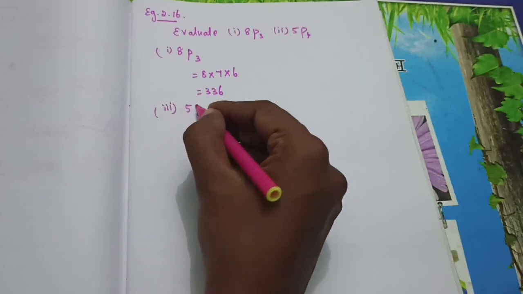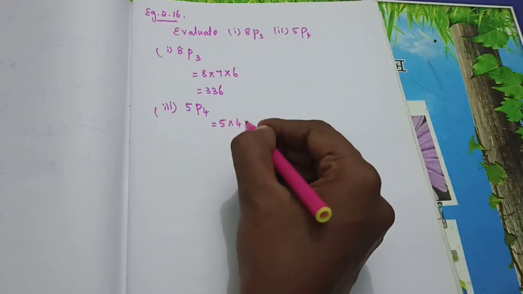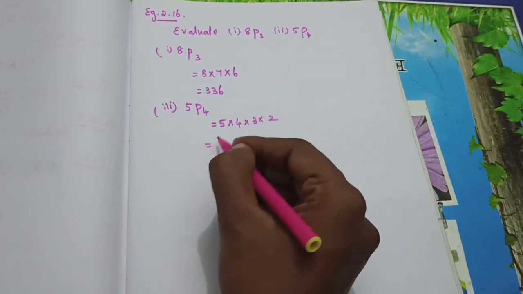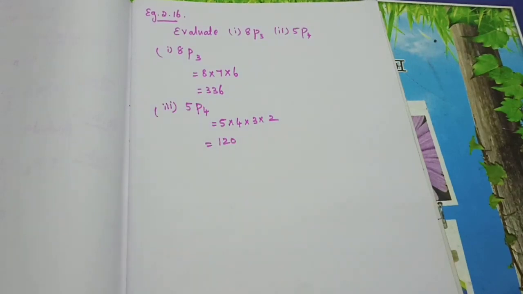Then 5P4 means up to 4 terms. So how much will you write? 5 into 4 into 3 into 2. Multiply, 5 4s are 20. 20 into 6 is 120. This is the answer. Got it? Okay, let's move to the next question.